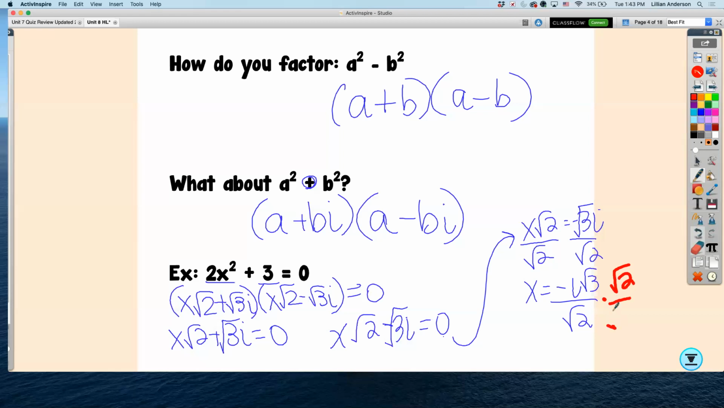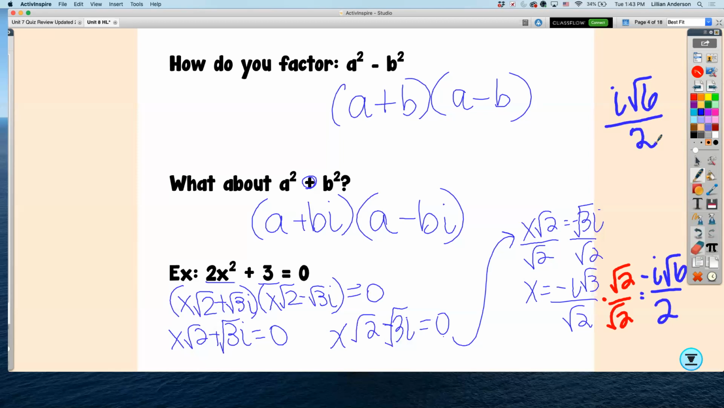I have to rationalize. So what's the square root of 2 times the square root of 2? So the bottom is 2, but the top becomes negative i root 6. Very good. So that was for the positive one. The negative one would be similar. So it'll be i root 6 over 2.